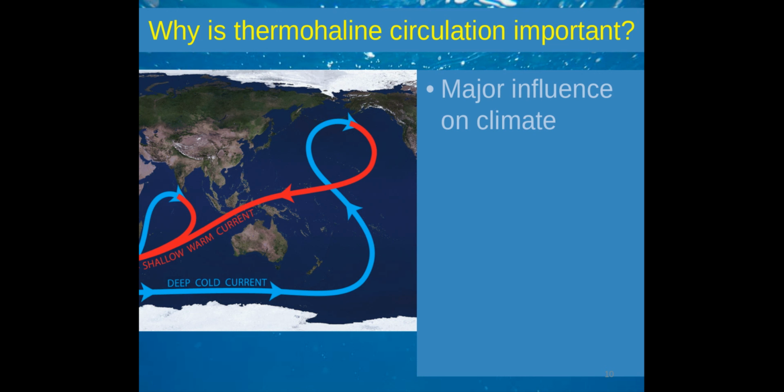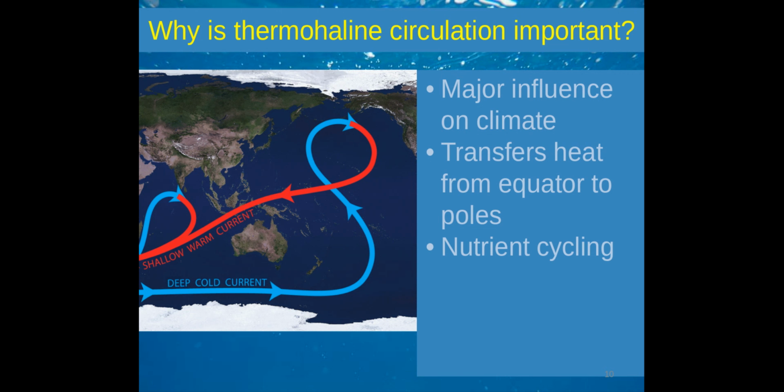Why is thermohaline circulation important? Well, the ocean conveyor belt regulates climate by transferring heat, which affects the cycling of nutrients, and transports oxygenated water into the deep ocean.